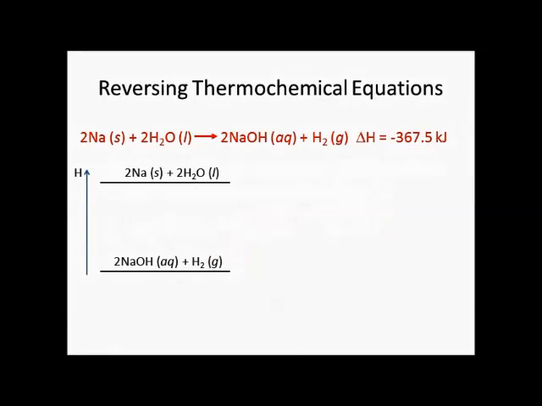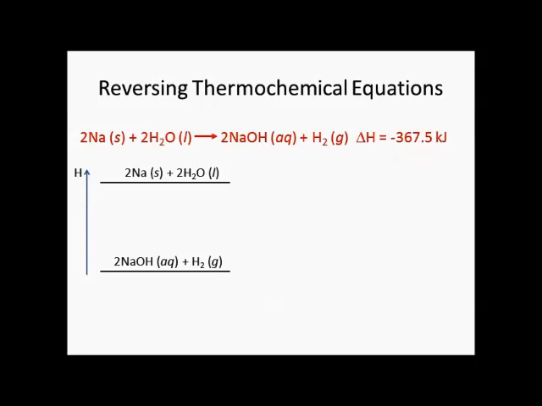Now let's look at the effect of reversing the thermochemical equation and see how we would account for that when we determine the change in enthalpy. Here we have the same reaction: 2 moles of sodium solid reacting with liquid water to form sodium hydroxide and hydrogen gas. This is the enthalpy change.